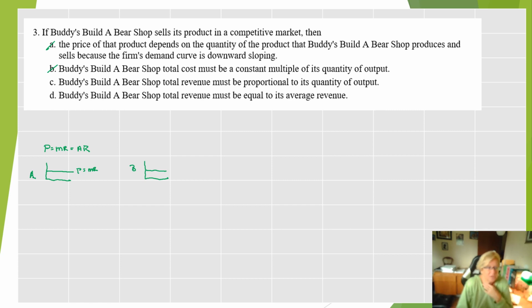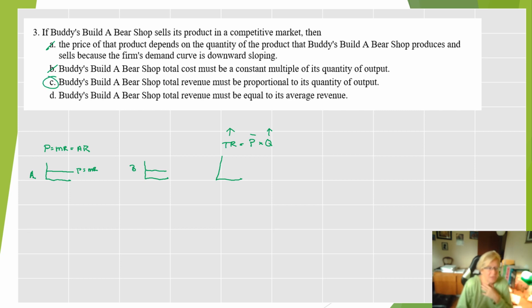C, Build-A-Bear Shop total revenue must be proportional to its quantity of output. Yes. So we know that its total revenue is equal to price times quantity. So as quantity increases, the price remains constant. That means that total revenue will increase. C is the best answer so far.